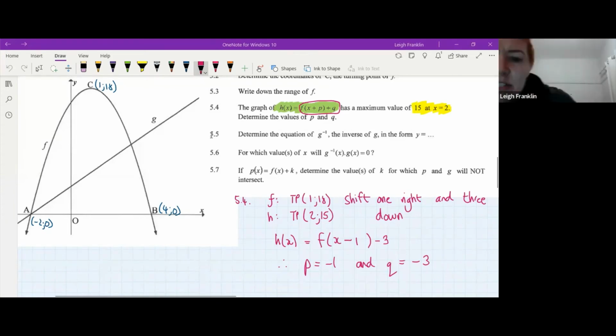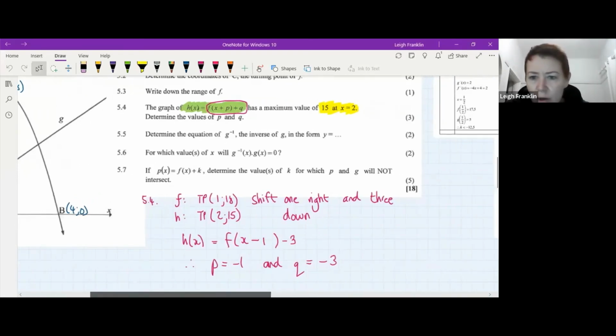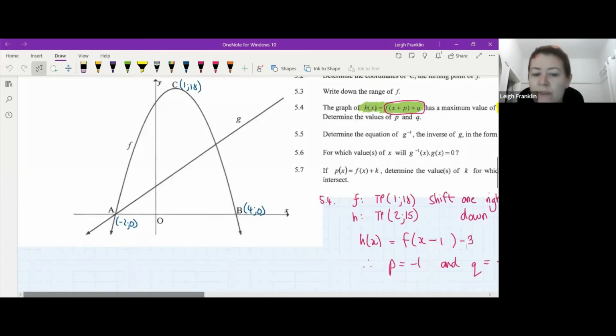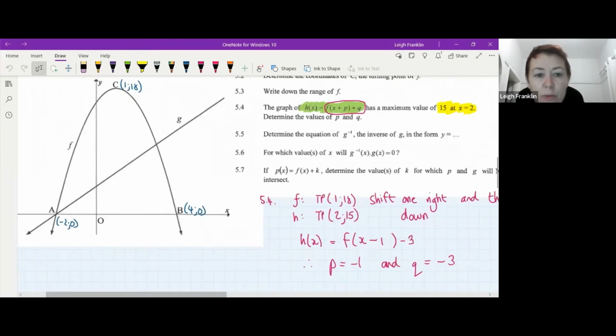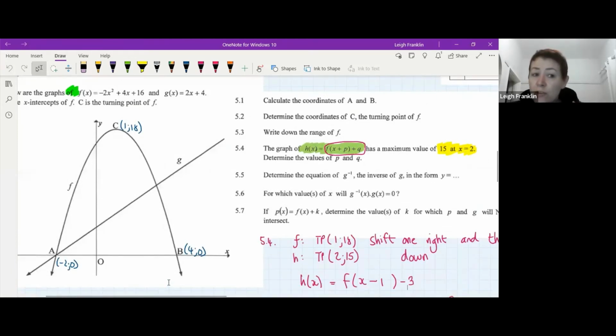Okay, now 5.5, this one and the next one is the reason why I chose this question. Determine the equation of g to the minus 1, the inverse of g, in the form y equals. So now again, I'm going to give you some quiet time. I think this is worth 3 marks. Let me just double check. Oh, it's worth 2 marks. I want you guys to do 5.5 on your own. This should be quite easy. It's the inverse of g, not the inverse of f. So in other words, it's this one over here that I'm highlighting in turquoise. Determine the inverse of that, please, Matrix, and then we'll do 5.6 and 5.7 together.